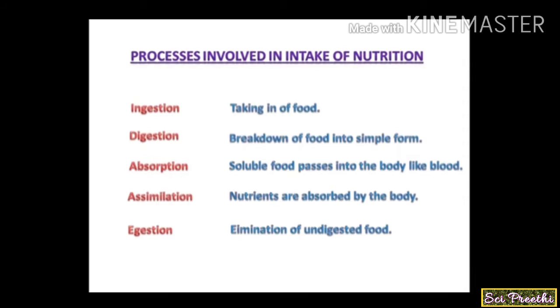The next process is assimilation. Assimilation is the process in which digested food particles are carried by the bloodstream, where they are further broken down to generate energy or used by cells to maintain good health. Actually, here the nutrients are absorbed by the body. And the last stage is egestion. Egestion is the process of removal of undigested food from the body, that is, the elimination of undigested food. These are the main 5 processes involved in intake of nutrition.